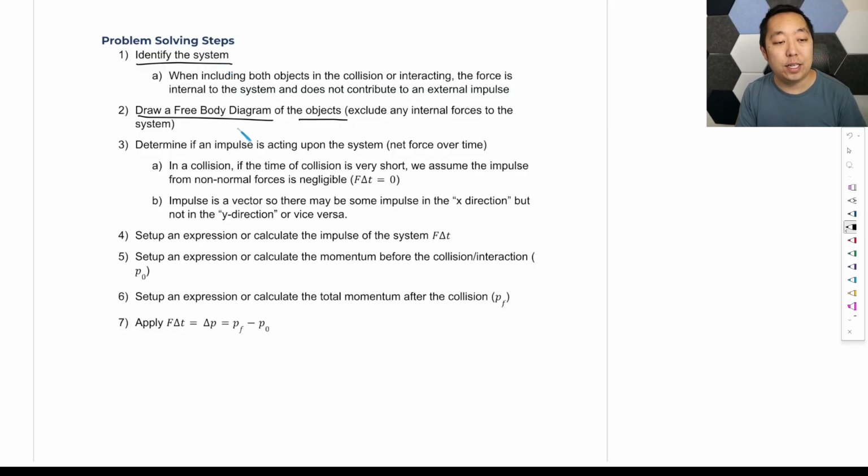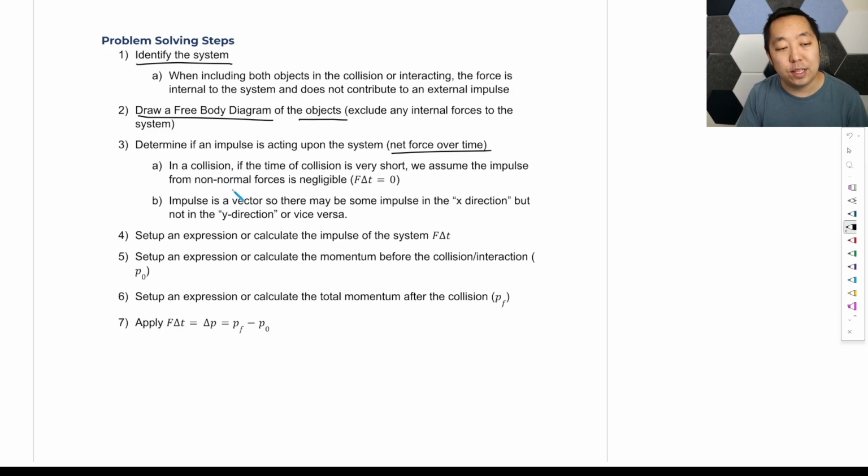We're going to draw a free body diagram. If there's an impulse acting on the system, there's a net force over time. So determine whether or not that's happening. I would say 90% of the time, there's not going to be an external impulse, because the scenario is contrived in such a way that we're practicing conservation of momentum.